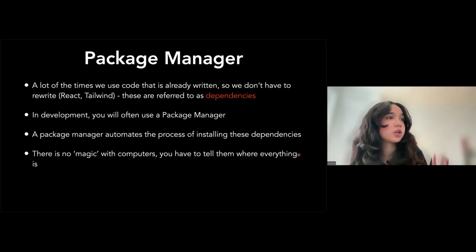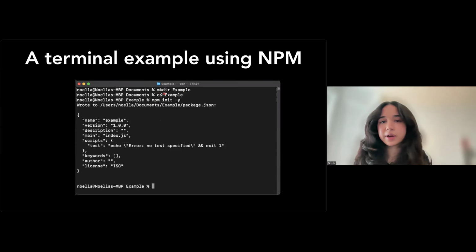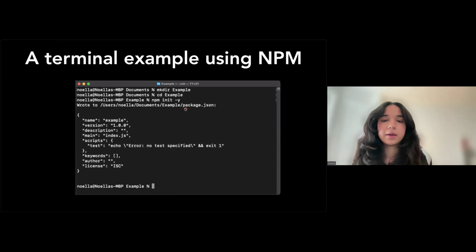And so if we do a terminal example using npm, now this will only work if you have npm installed. So if we do mkdir example, that means create a directory called example, and then we change directory into example, and then we call npm init -y. And all this is going to do is create a package.json file that is going to contain a list of all of the dependencies that we are using in the project.